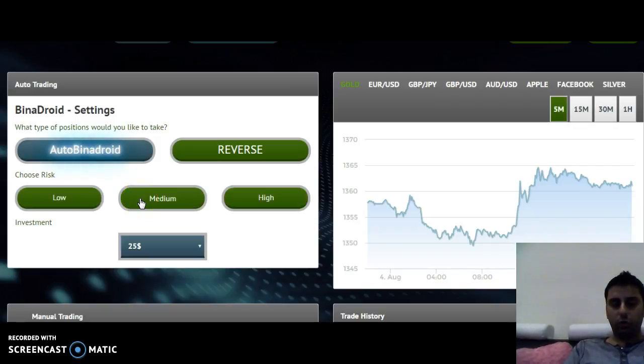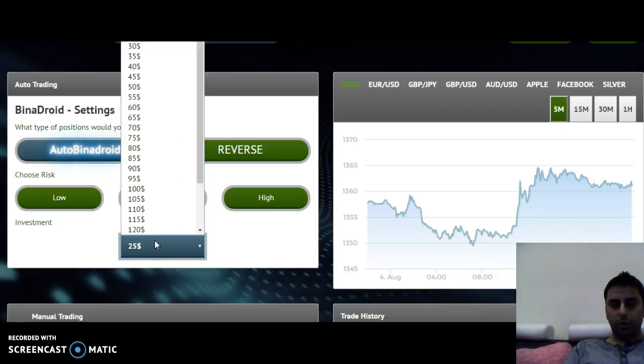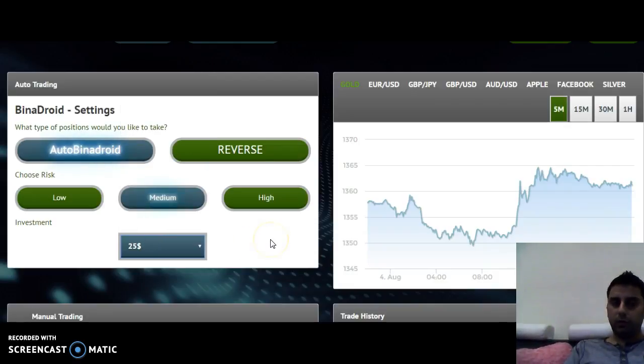Traders who want this software to work on autopilot simply click on the auto Binadroid. You select your risk exposure, say medium. Select the amount that you wish to put per trade. We just leave it as 25, and this basically allows the Binadroid to do its thing, and allows it to use its algorithm to source signals and conduct trades on your behalf, all on autopilot.